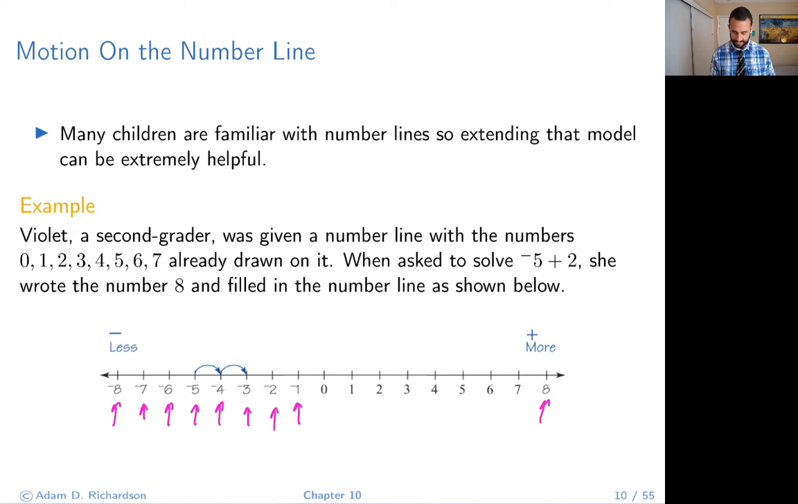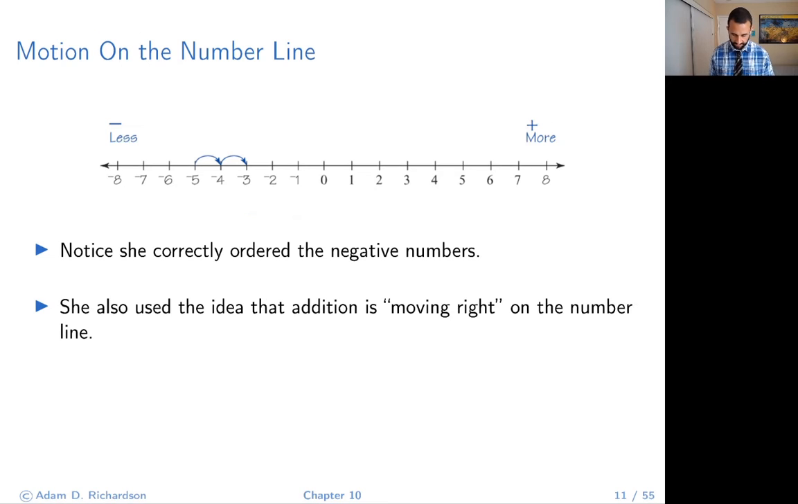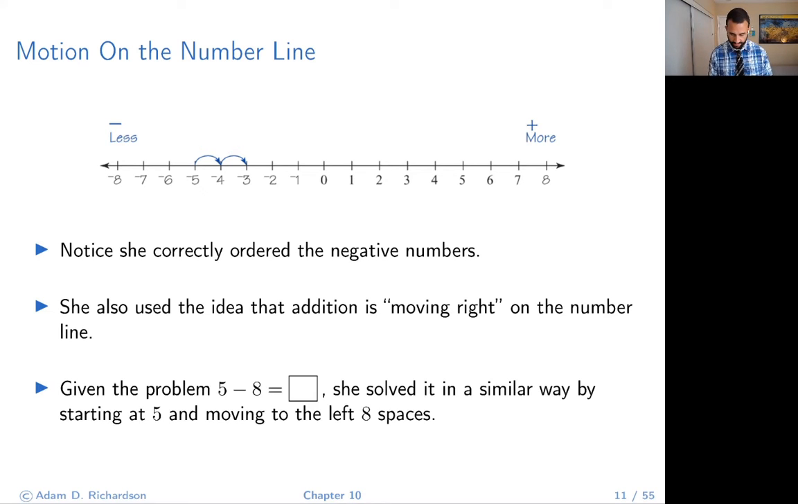A couple things to notice about this. One, she correctly ordered the negative numbers. So she's aware that they increase negatively that way, which is a good thing. She also used the idea that addition is moving right. This is something we talked about way back in chapter three, that addition is moving to the right on the number line. Given this problem, she solved it in a similar way. 5 minus 8, well, you would start at 5 and take away 8. She might have counted this way to get to negative 3, by starting at 5 and moving to the left 8 spaces.